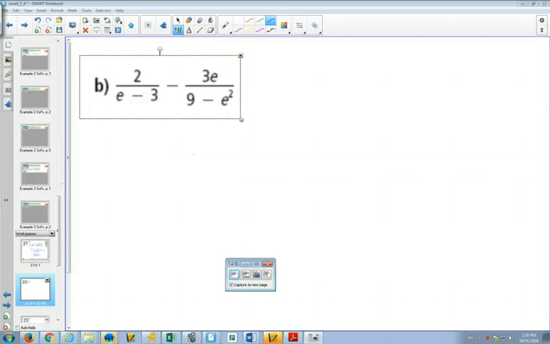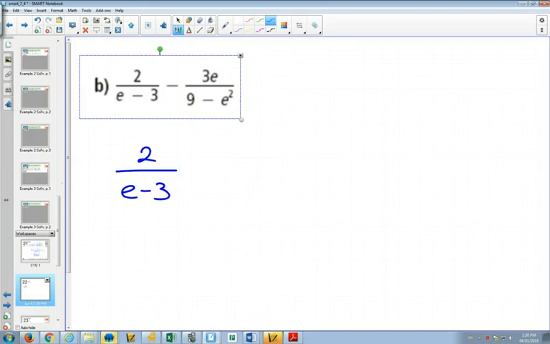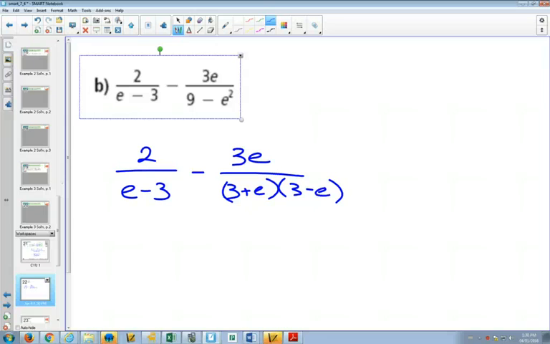For the second one here, this one's already more difficult because it has the minus sign. The subtract sign is harder than adding. We're going to have to factor the bottom. 9 minus e squared is a difference of squares. It's going to be 3 plus e and 3 minus e.